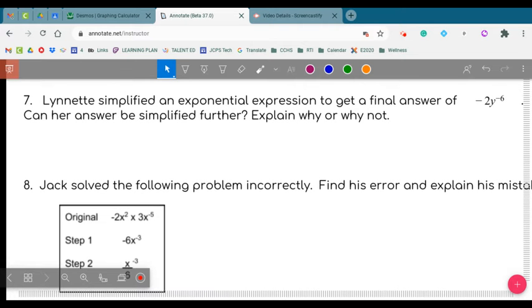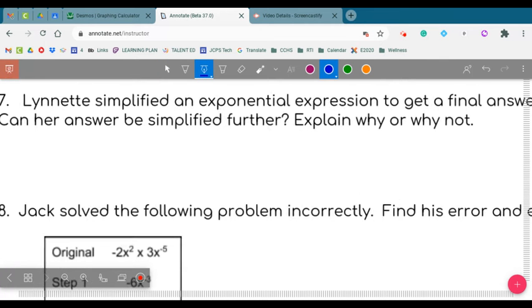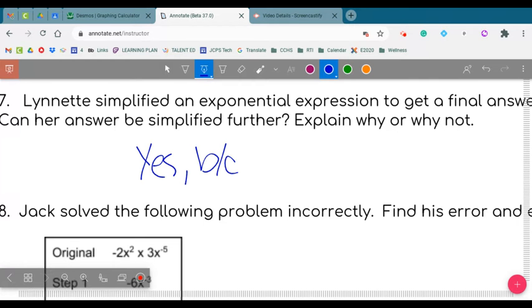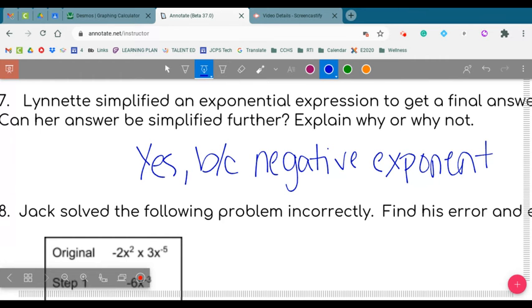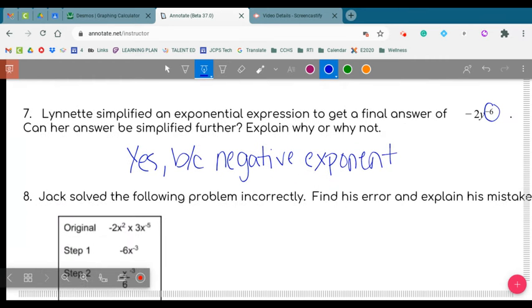Okay. Lynette simplified an exponential expression to get a final answer of negative 2 y to the negative 6. Can her answer be simplified? We have done this multiple times. Can you have a negative exponent? No. So can her answer be simplified? Yes, because of the negative exponent. We should know that by now, you guys. You can't have a negative exponent in our answer, so that's how you can simplify it.